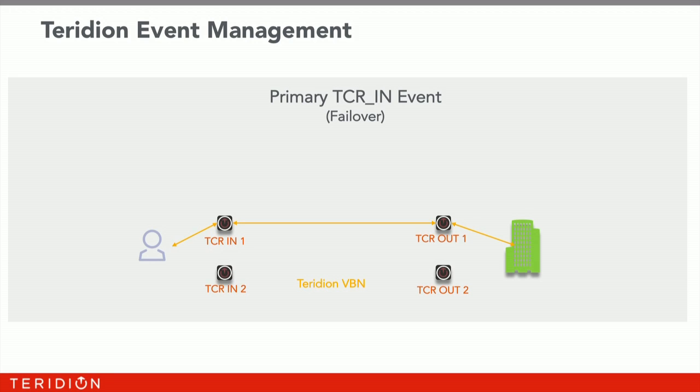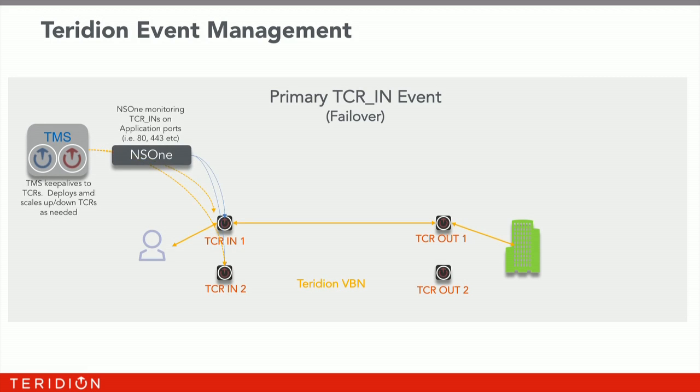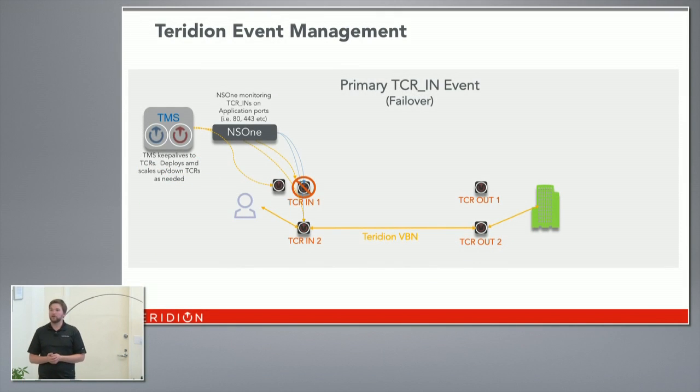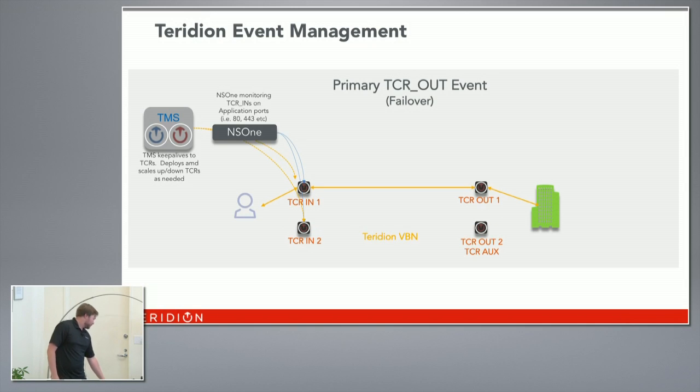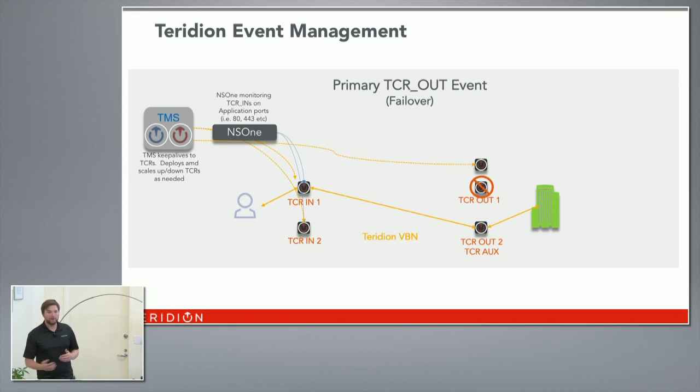Let's say a TCR fails. What's nice is that when the TCR in fails, NS1 is immediately able to detect that it's no longer responding, and we can go to that auxiliary without impacting customers. Let's say a TCR out fails. Since there's an auxiliary, the TCR in will automatically know that, as opposed to pointing directly to my primary, I'm going to fail over to my auxiliary, and traffic will continue as normal. As soon as that failure is notified, it is also sent to the TMS, and a new TCR out is spun up, and we can start managing traffic that way.